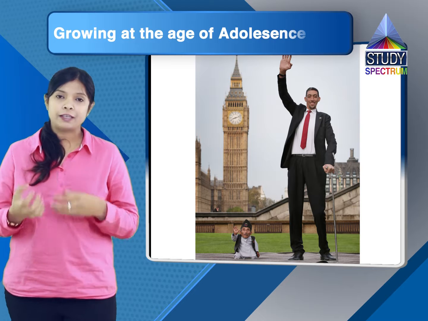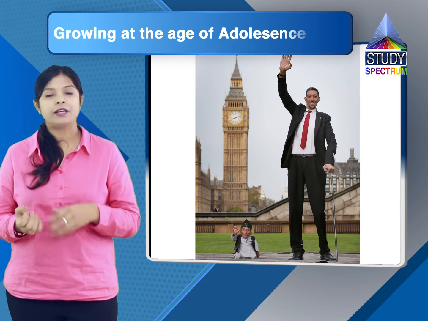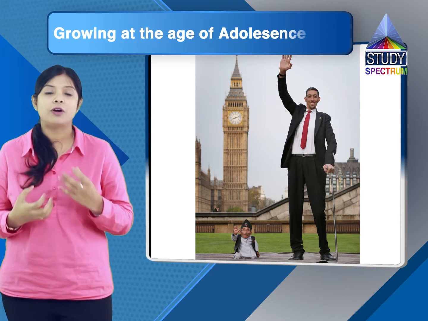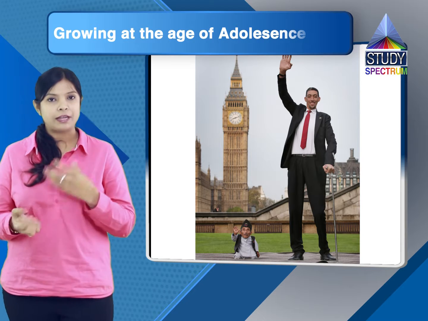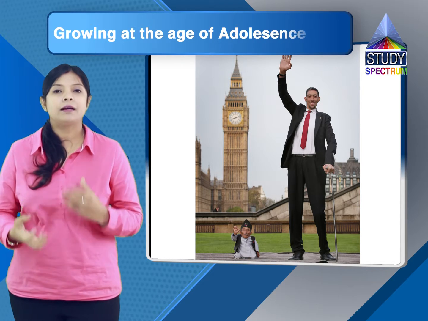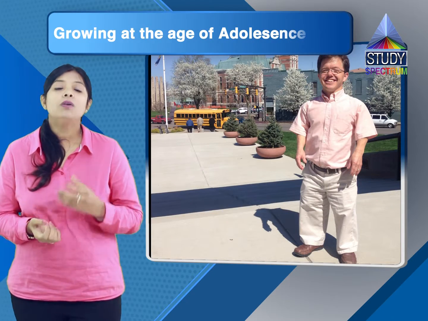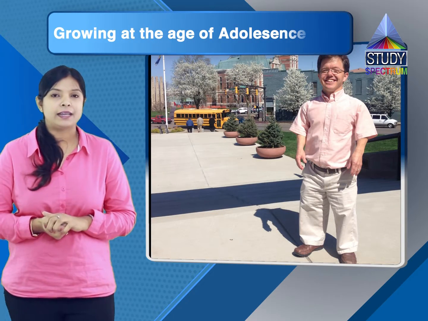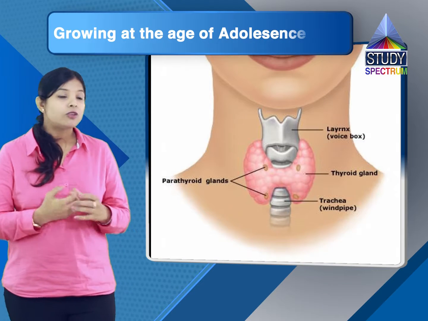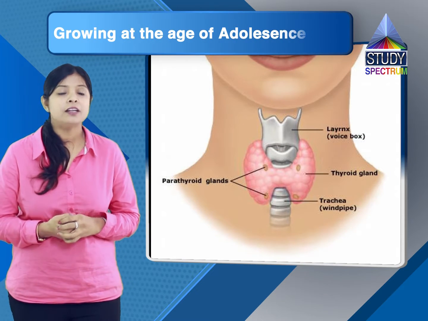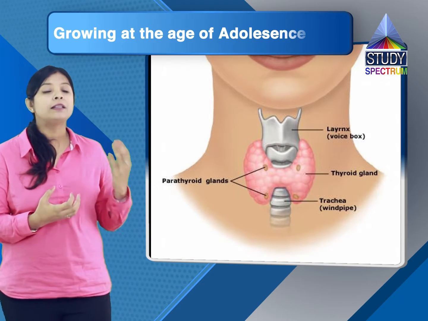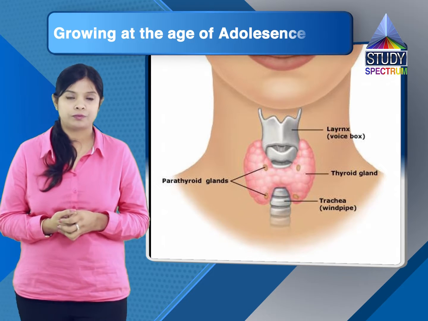Now if it secretes in a lesser quantity, or if our body is not able to produce it in a sufficient quantity, it may lead to dwarfism. Now the next endocrine gland is the thyroid gland. What is the location of the thyroid gland? The location is at the base of the throat.